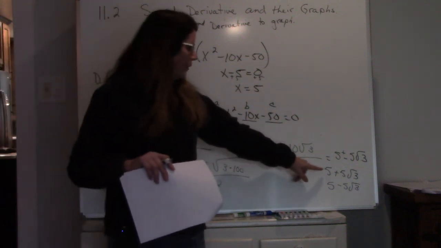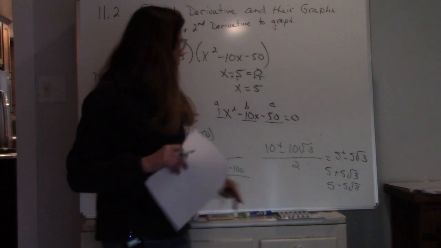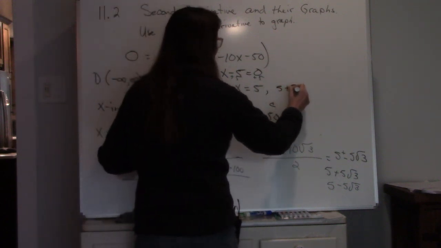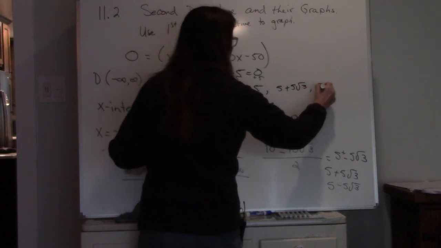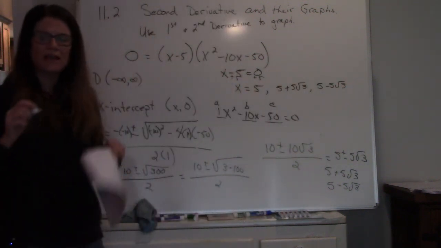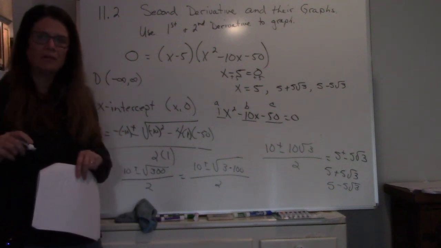So in my math lab, this is going to be your answers. You have 5 plus 5 square root of 3, and you have 5 minus 5 square root of 3. These are my x-intercepts. That's where my graph is going to cross my x-axis.